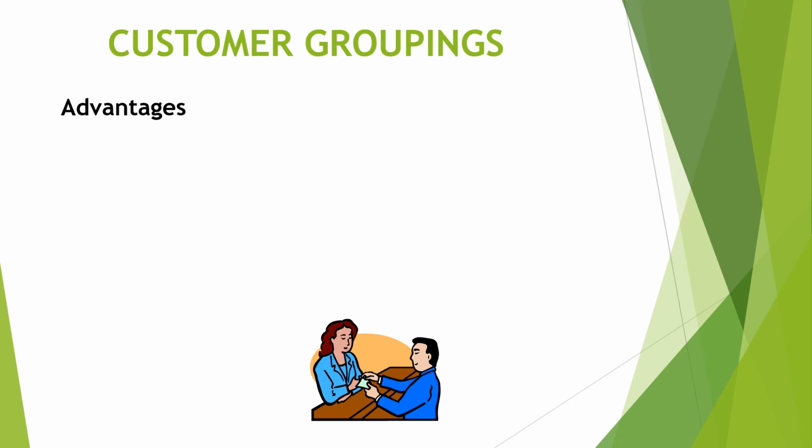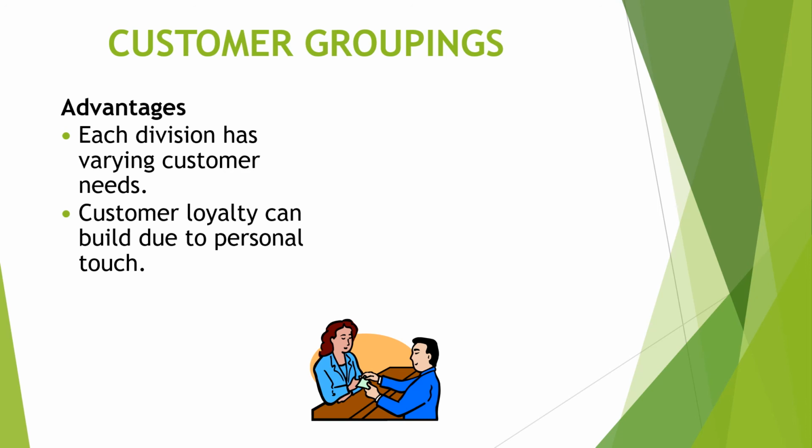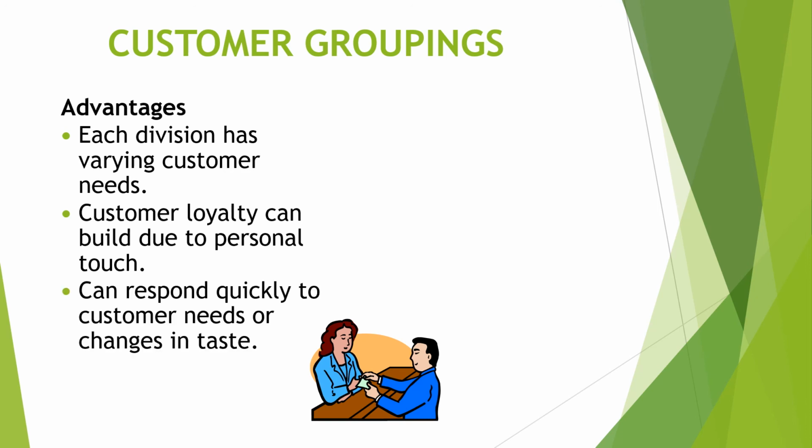And what you're wanting there is staff who would be looking at each of the different types of customers' needs so that they can address them well enough. So each division has got varying customer needs because they're all looking for different things. If you look at the travel companies and how different types of customer are looking for different types of holidays. You've also got customer loyalty. Perhaps there might be more of a personal touch because the customers feel that they're actually getting this attentive care and that the company really knows them well, etc. And you can respond quickly to customers' changing needs and tastes as well.